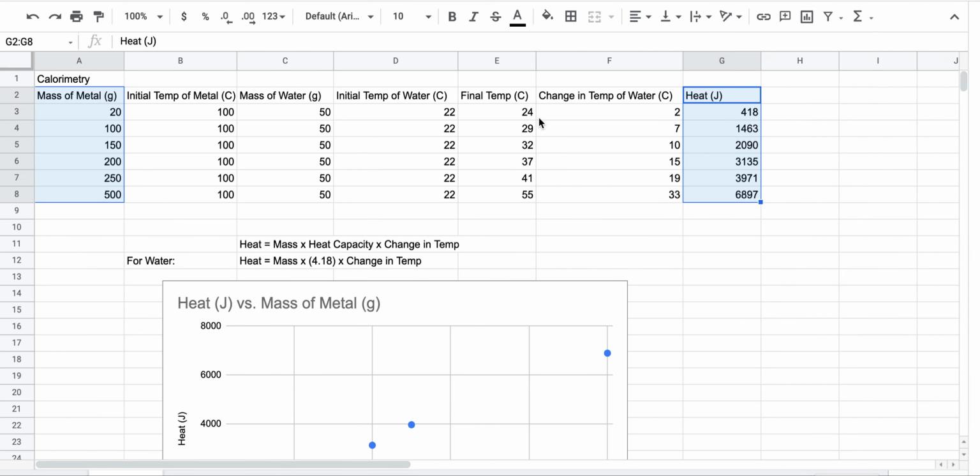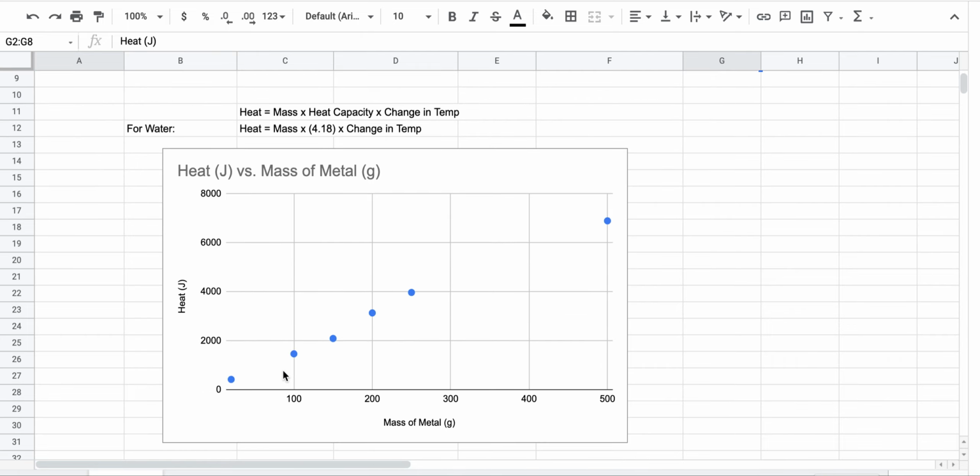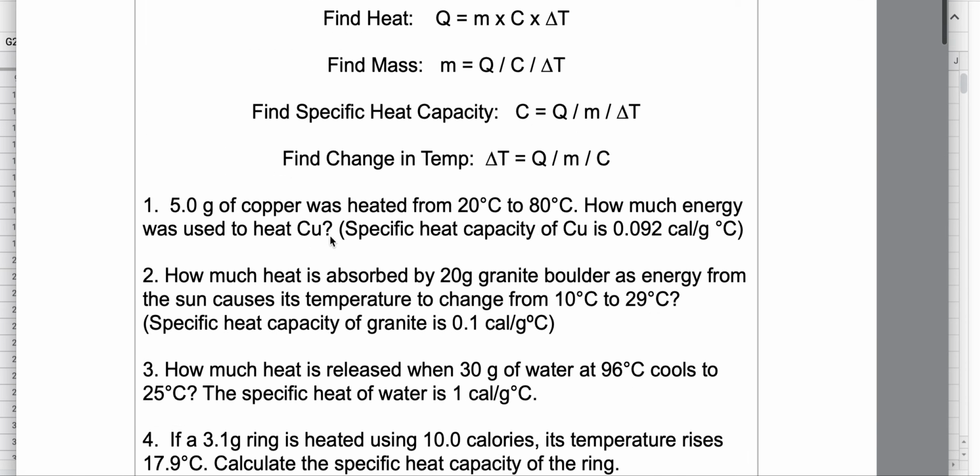All right, so the increasing mass of metal increased the change in the temperature of the water, and that means that more heat was transferred from the bigger pieces of metal to the water. Notice the mass of the water never changed. We were changing the mass of the metal. Okay, and here's our graph to show that. You can see there's a direct relationship between mass and the amount of heat, and that shows in our formula.